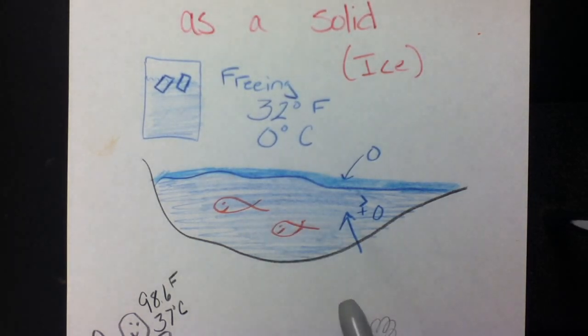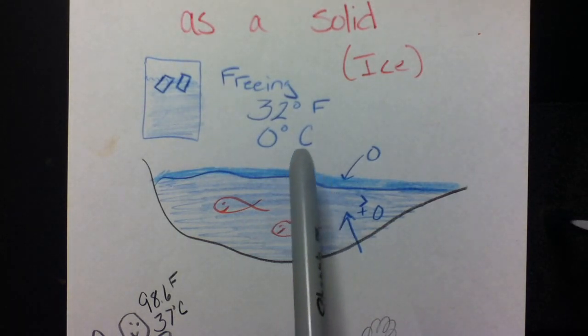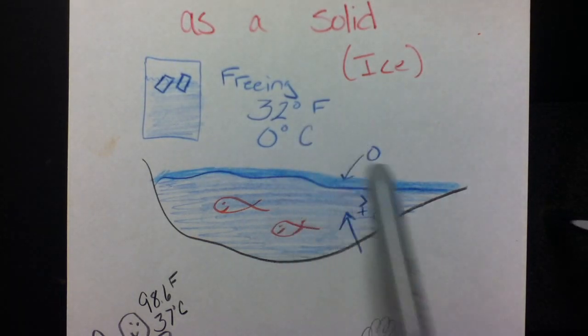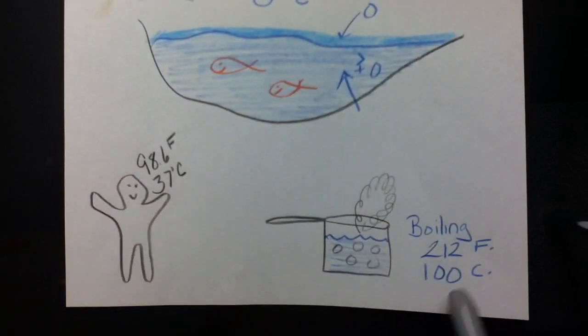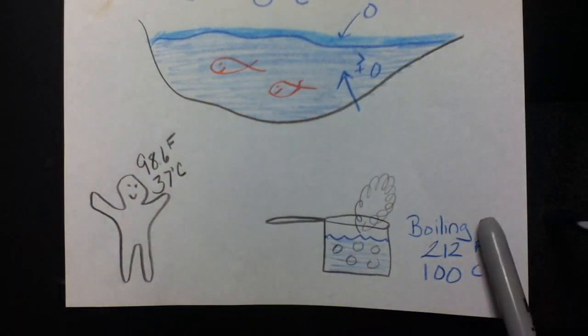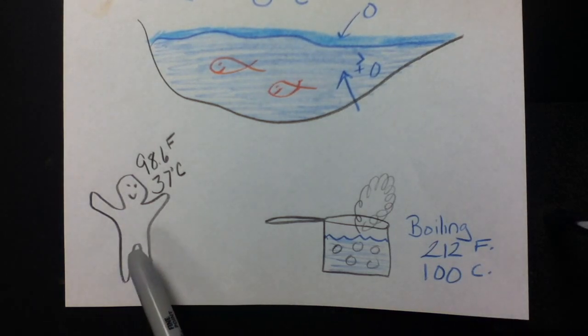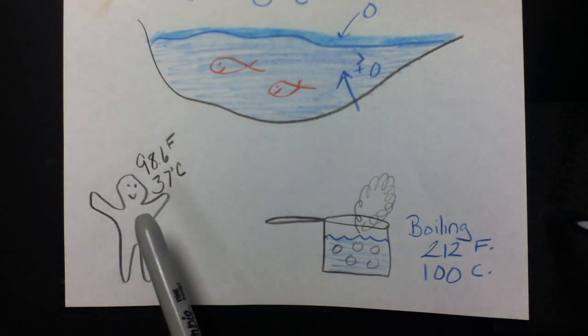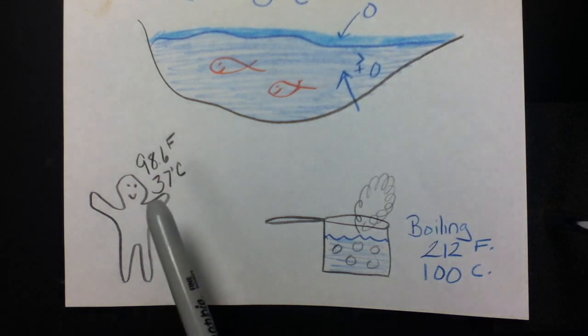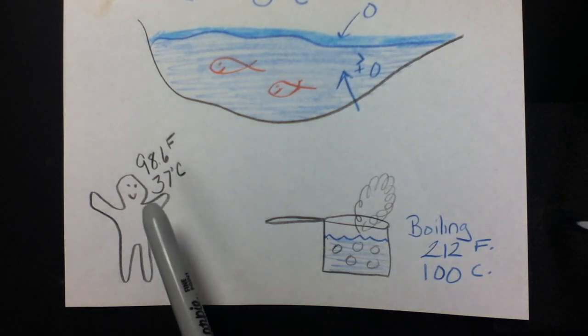Just to review some temperatures, the freezing point of water is 32 degrees Fahrenheit and 0 degrees Celsius. The boiling point of water is 212 degrees Fahrenheit or 100 degrees Celsius, and our body temperature is normally right around 98.6 degrees Fahrenheit or 37 degrees Celsius.